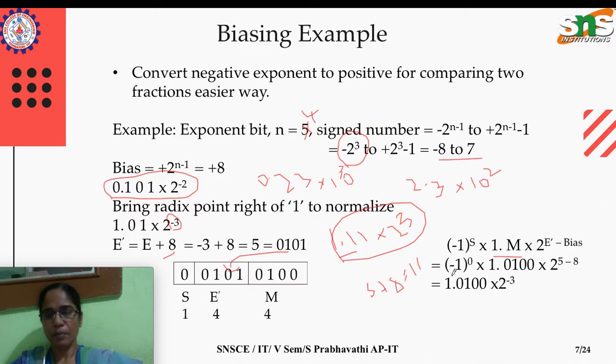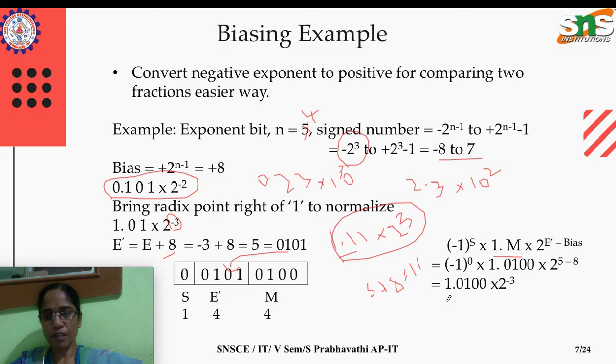Suppose in this example the sign bit is 0. Minus 1 to the power 0 is 1, into 1 dot mantissa. The mantissa is 0 1 0 0, into 2 to the power e dash. E dash is nothing but this value, which in decimal is 5, minus the bias, which in this example is 8. So 5 minus 8 is minus 3.